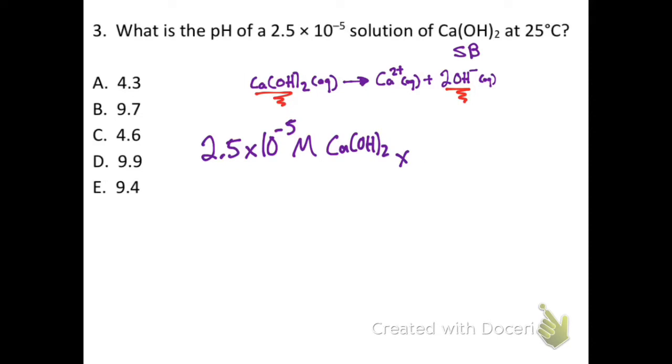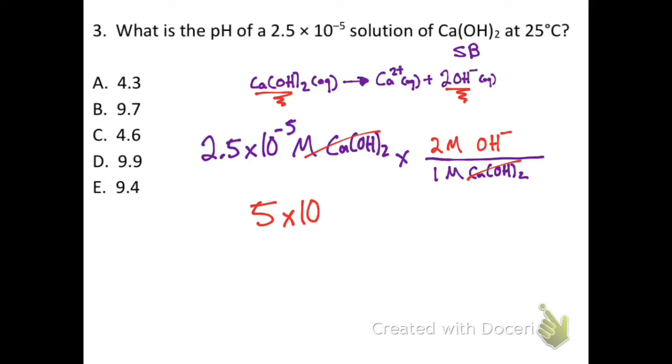And then we're going to do a little dimensional analysis here. For every 1 molar of calcium hydroxide, remember we're going to end up with 2 molar hydroxide because of that 1 to 2 ratio. But then, after we do this, molar of calcium hydroxide will cancel out, and we're left with 5 times 10 to the negative 5th molar hydroxide.